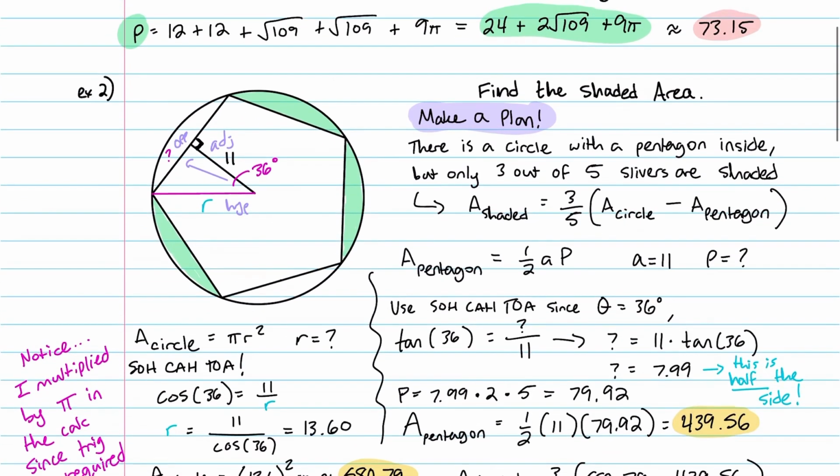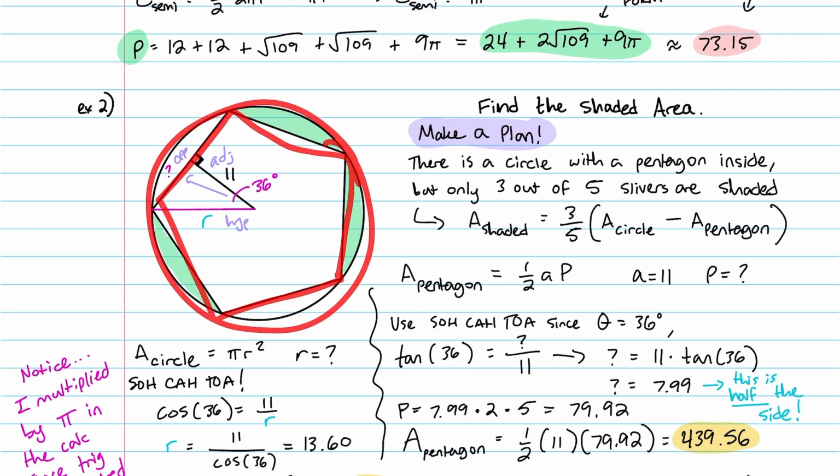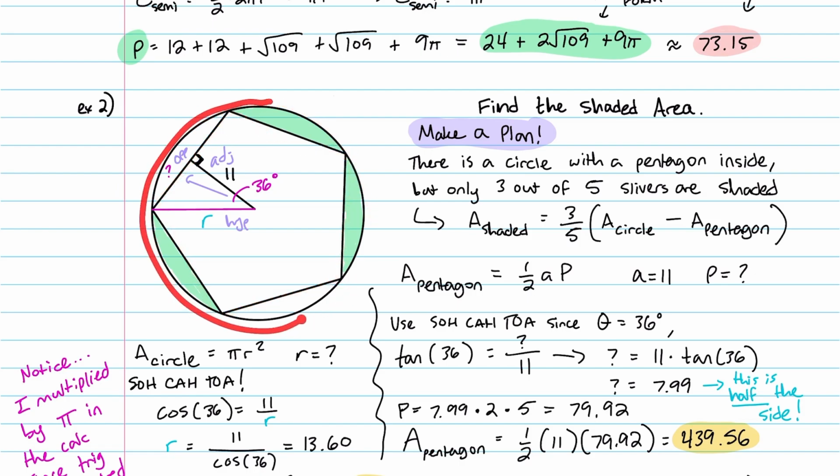Moving on to example 2, we have a pentagon inside of a circle, but notice only some of the slivers are shaded. So some things to take into consideration. In order to get the shaded parts, I do need the area of the pentagon and the area of the circle. If I just subtract the pentagon from the circle, I end up with the area of all 5 of these slivers.